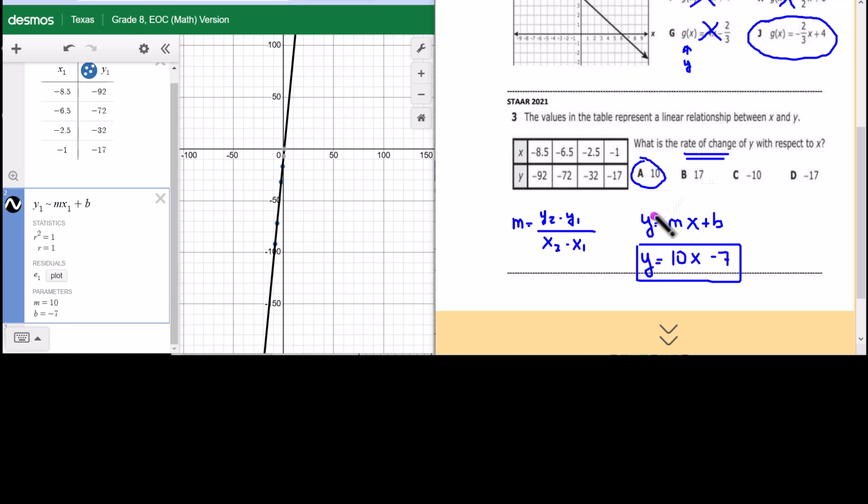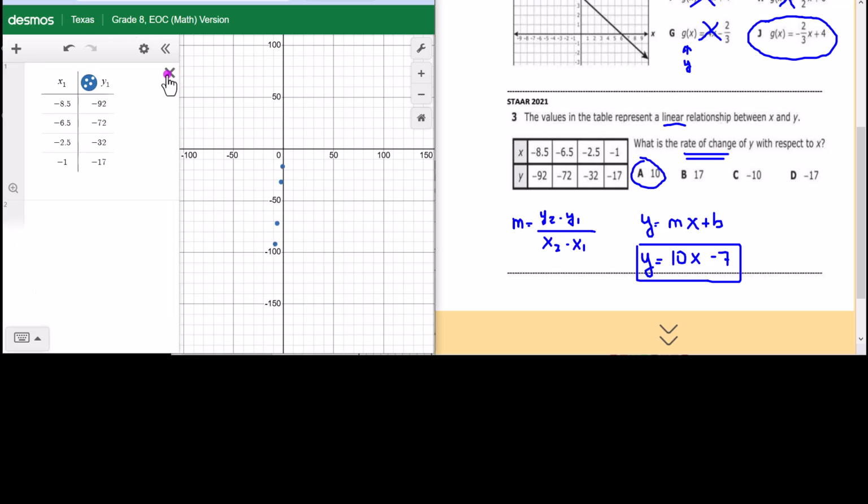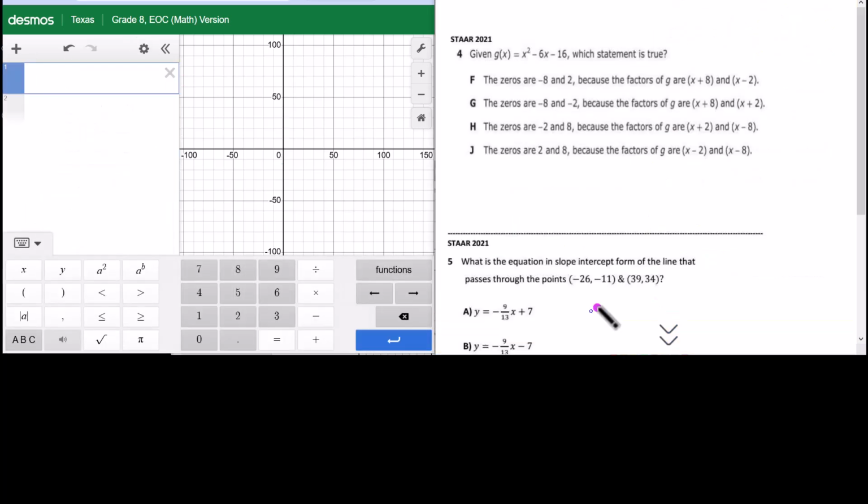So when given a table on the STAR test, and it asks for a linear relationship, as you can see here, it says linear relationship. That means we can use this formula right here, y1 tilde mx1 plus b. You just have to remember this formula. And the reason why is y1, x1, because if you notice, our table here says x1, y1. Perfect. So let's go on to the next set of problems. Let's clear this and go to the next.